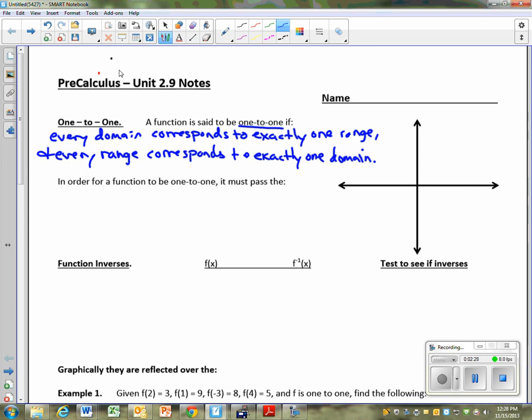So here's a function that's not one-to-one, that has some higher level exponents to it, okay? That is not one-to-one. And here's why. If you look at the domain, if I plug in this value right here, say this is -3, do I get out a positive value or a negative value? And I only get out one. So you can see it passes this first part. Every domain corresponds to exactly one range. Well, what test did we use to see if something's a function? Vertical line test.